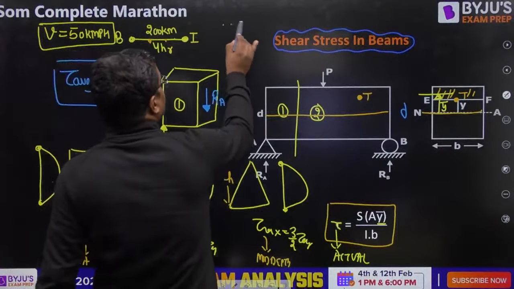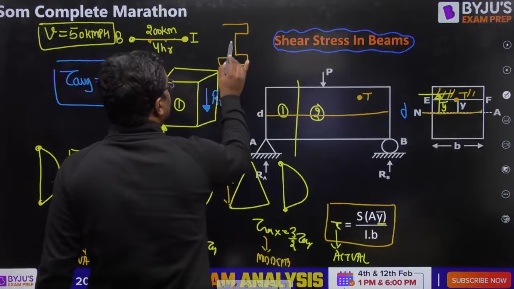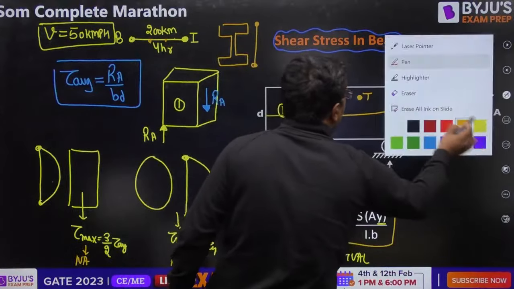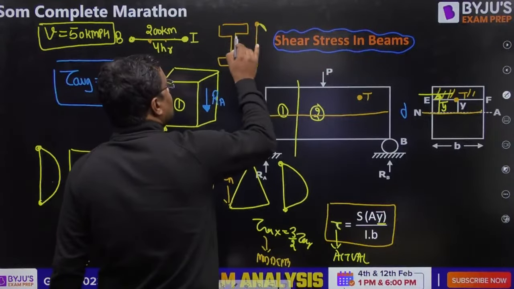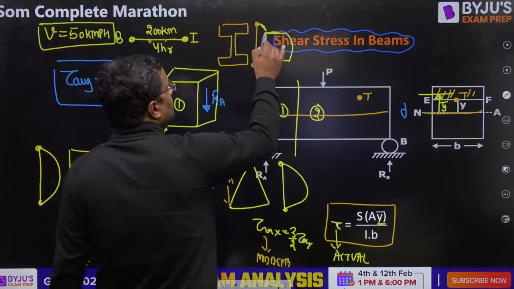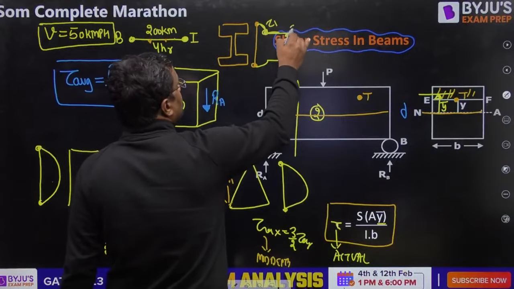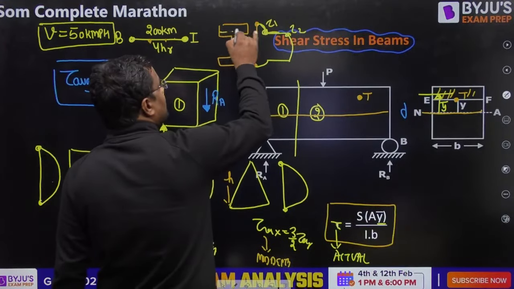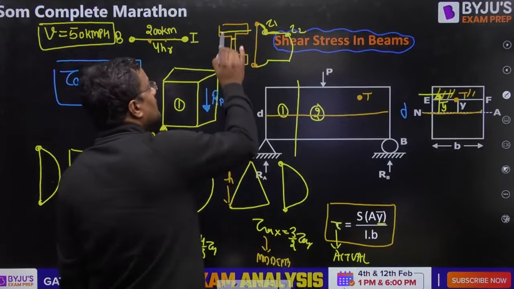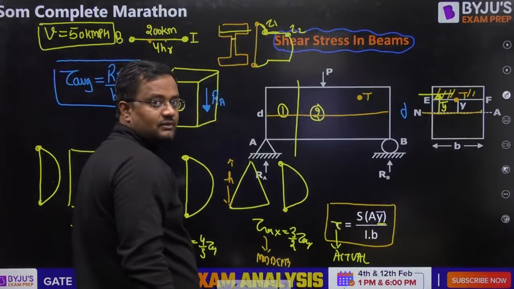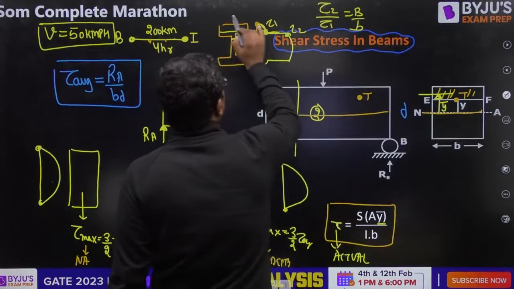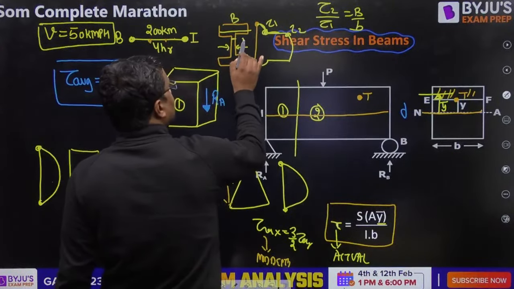Suppose there is an I section. So how does the shear stress come? 0 at top and bottom always, actual shear stress. Like this, area is reducing, so stress is increasing. Area is again increasing, so stress is reducing. This is tau 1, this is tau 2. Tau 1 is the stress in the flange. Area more, so less stress. Tau 2 is the stress in the web. And tau 2 by tau 1 is B by b, B is this and b is this.